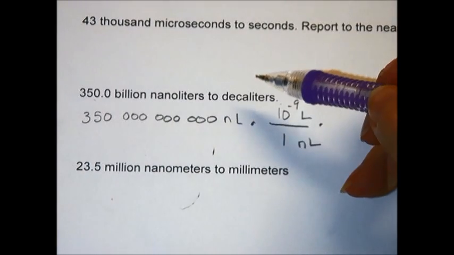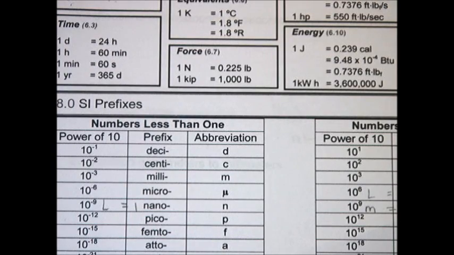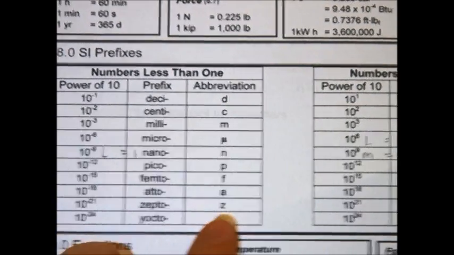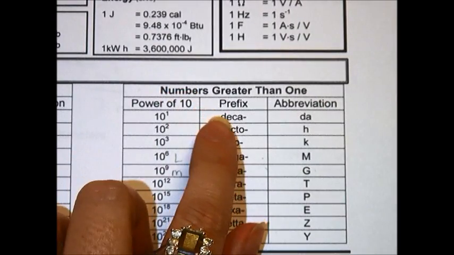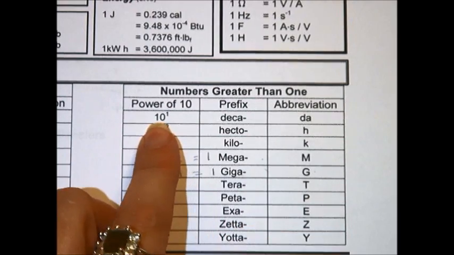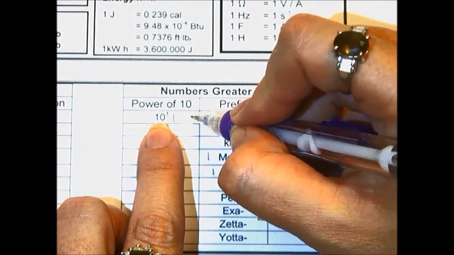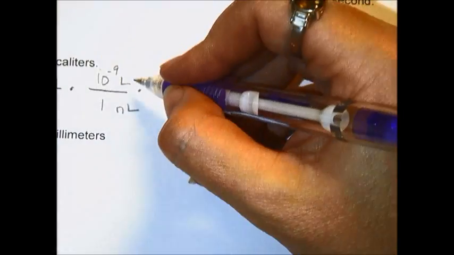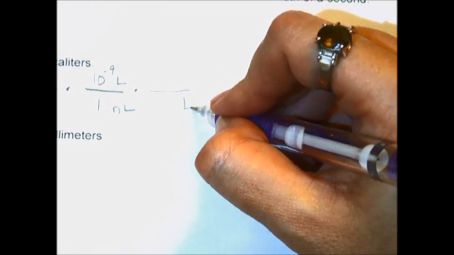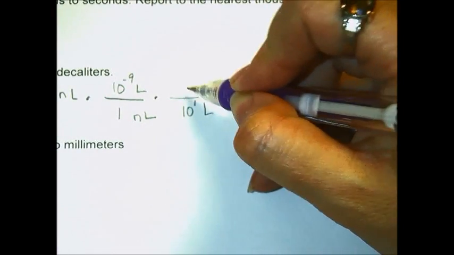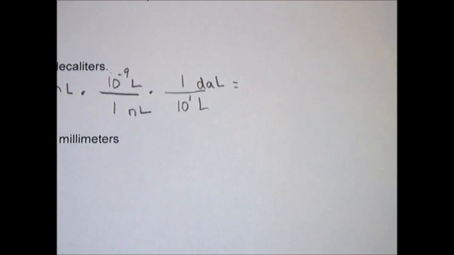And now I need to go to decaliters. So now we're going to look up decaliters here, and decaliters is not on that side, it's right here, decaliters right there. And its abbreviation is DA, and it's 10 to the 1. So remember, this is 10 to the 1 liters equals 1 decaliter. So I'm going to use that to make my fancy one. So I need liters to be on bottom and decaliters to be on top. And we said it was 10 to the 1 liters is 1 decaliter. And so now we're set.